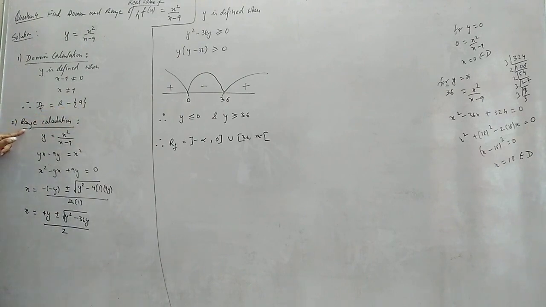Under range calculation, what's the first job? Convert x in terms of y. Here this question is different, as I've told in the previous videos. When you try to convert x in terms of y, what do you do? y equals x square by x minus 9. Cross multiply. Here we have x, here we have x square. These are some danger sums where, if you shift this to that side, x will not come out common, because there are two different x.